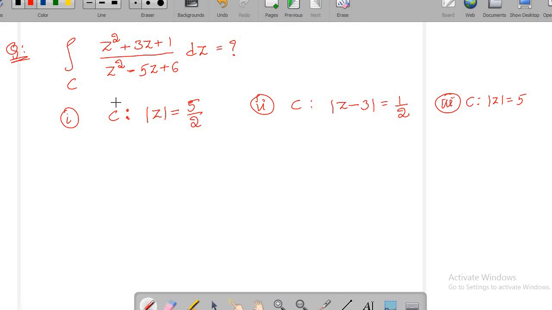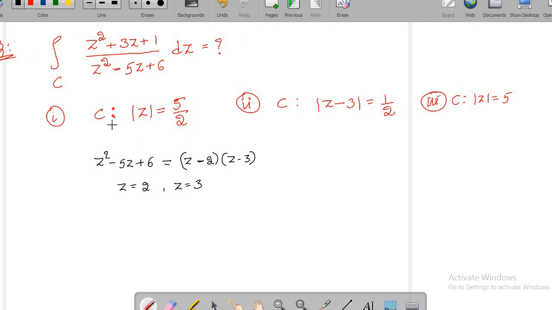First you try to factorize the denominator. First of all, you see where the denominator is getting 0. Given z square minus 5z plus 6, we need to see where it is 0. Let me write it as factors: this can be written as z minus 2 into z minus 3. So we know the denominator gets 0 when z equal to 2 and z equal to 3. These are the problematic points.